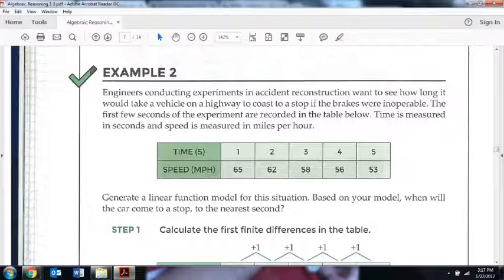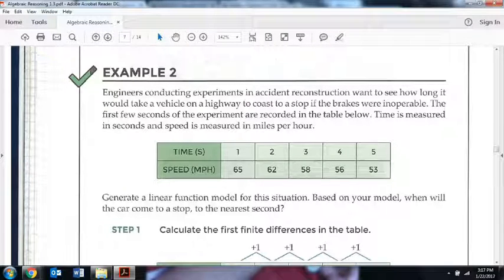All right, for example 2, this is chapter 1.3, example 2. Engineers conducting an experiment in an accident reconstruction want to see how long it would take a vehicle on the highway to coast to a stop if the brakes were inoperable. Basically, if your brakes go out, how long will it take to stop? The first few seconds of the experiment are recorded, time is measured in seconds, and the speed is measured in miles per hour. So we want to generate a linear function for this situation, and based upon the model, when will the car come to a stop to the nearest second?